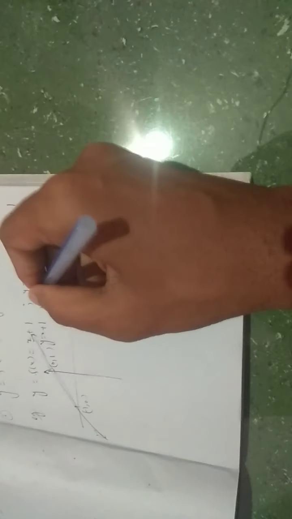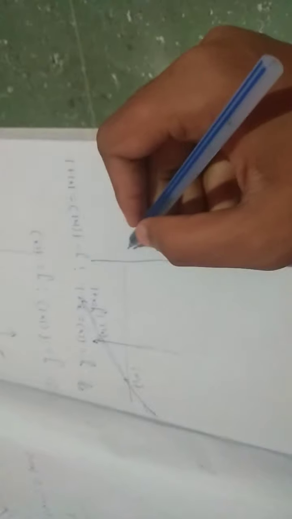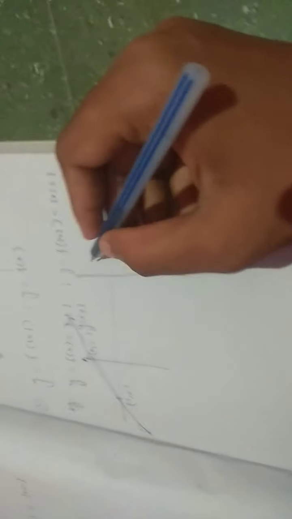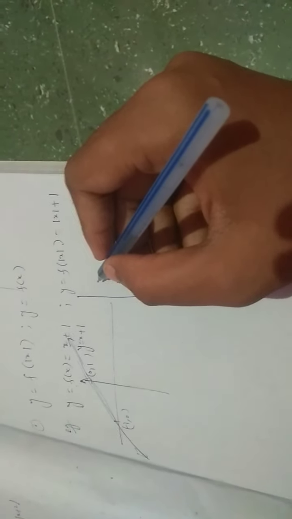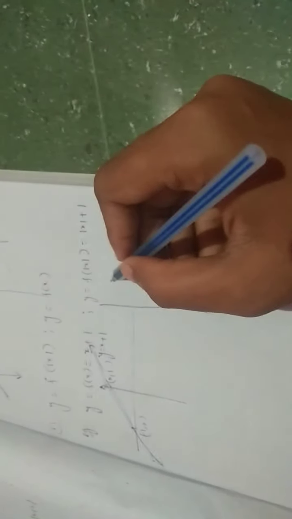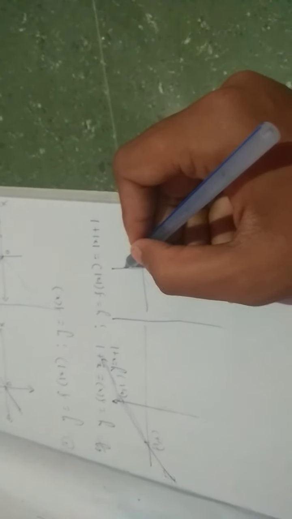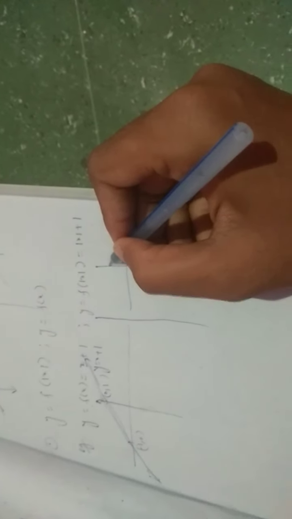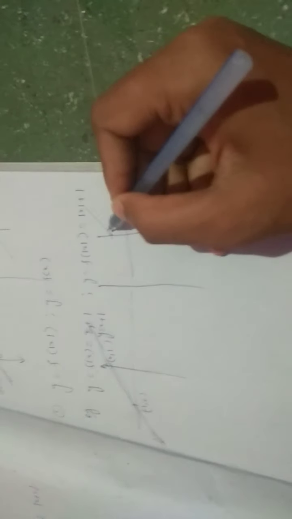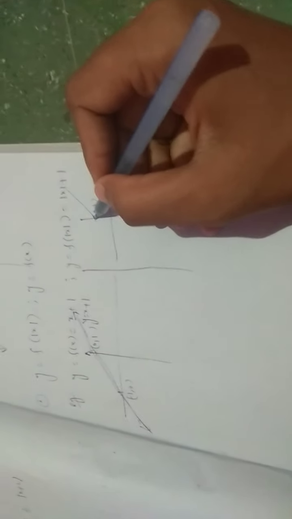So in order to draw the graph of y equal to f of modulus of x, we have to consider only the part which is on the right side of the y-axis, that is 0 comma 1, and take the image of that part in the y-axis.